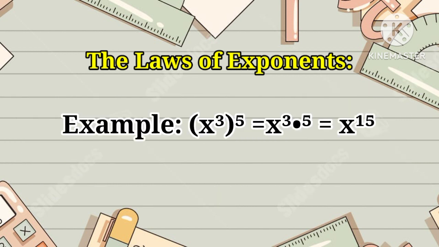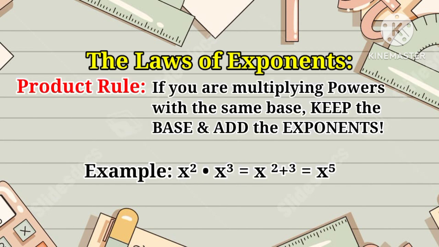Another example, x raised to 3, in parentheses, raised to the power of 5 is equal to x to the power of 3 times 5, which is equal to x to the power of 15. Another is x and y, in parentheses, raised to the power of 3, which is equal to x to the power of 3 and y to the power of 3.